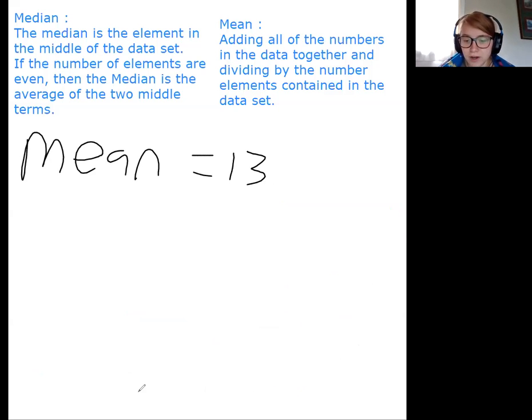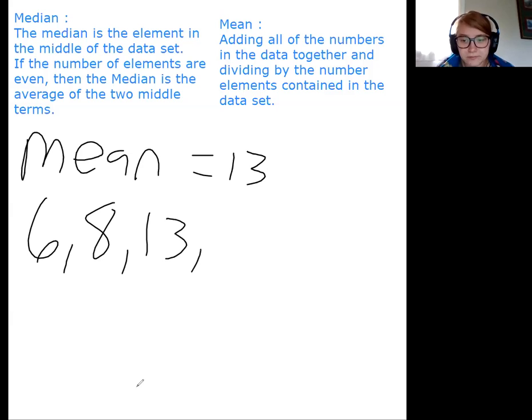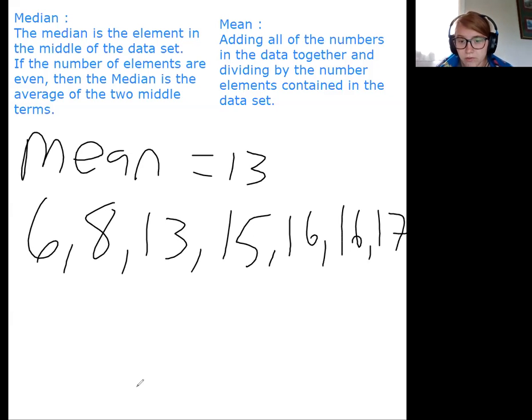So our mean, which is when we added all the numbers together and then divided by the total, was 13. Now we have to find the median. Remember, the median is the element in the middle of the data, so we have to put them in numerical order from least to greatest and then find the number that's exactly in the middle. So we start off with 6, 8, 13, 15, 16 twice, and 17. We have 7 numbers, so I did it right. Now we just have to cross off until we get to the middle.